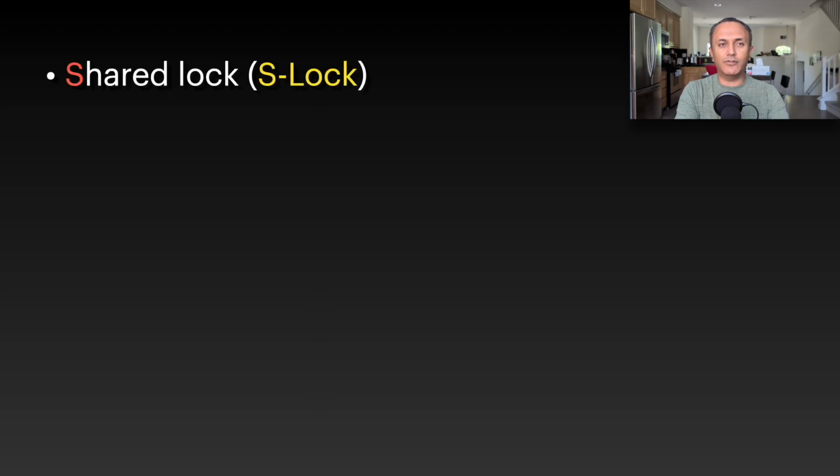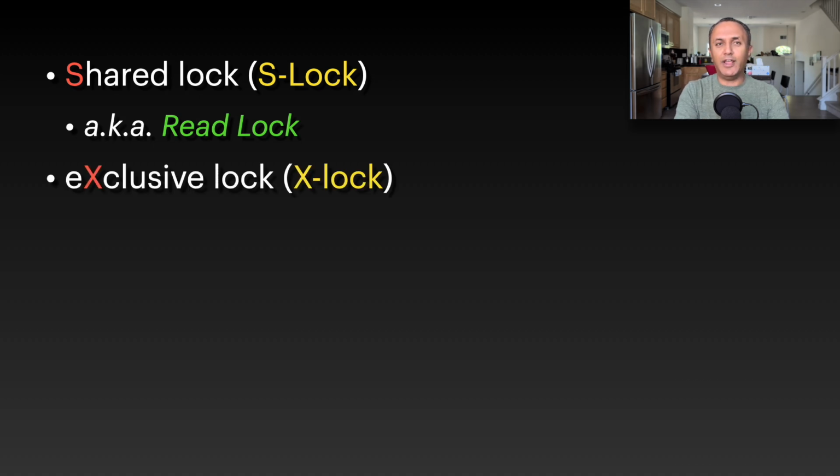So for that purpose, the next step would be to have two different kinds of locks to deal with the reads and the writes in a different way. The most common types of locks that you probably have heard about or seen in multiple contexts are shared locks, or S locks, also known as read locks. And we have exclusive locks, or X locks, which are also known as write locks.